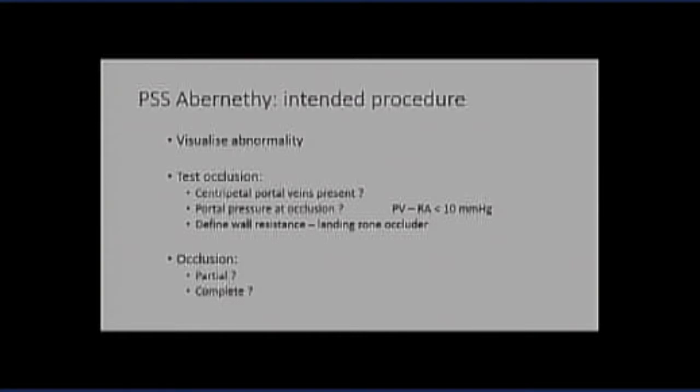So, what is the intended procedure? We're first going to confirm the anatomy and the physiology, and then we're going to do a test occlusion just to define whether the portal veins are really connected and present. Because if they are not, and we would close that thing, we would blow off his gut.